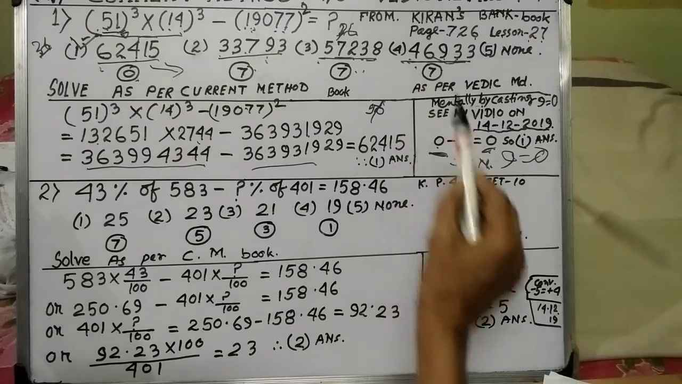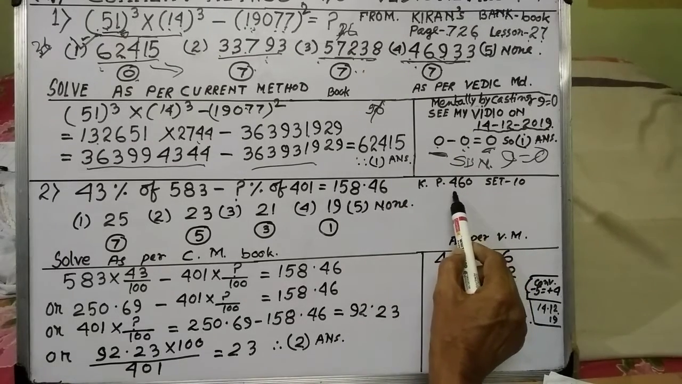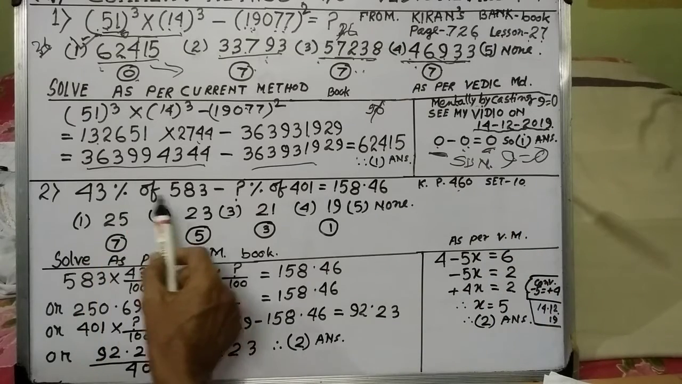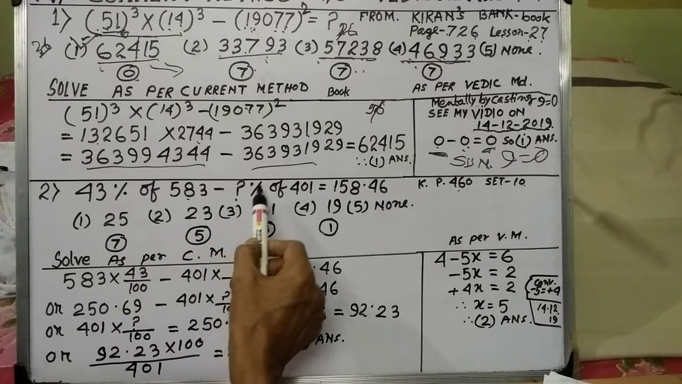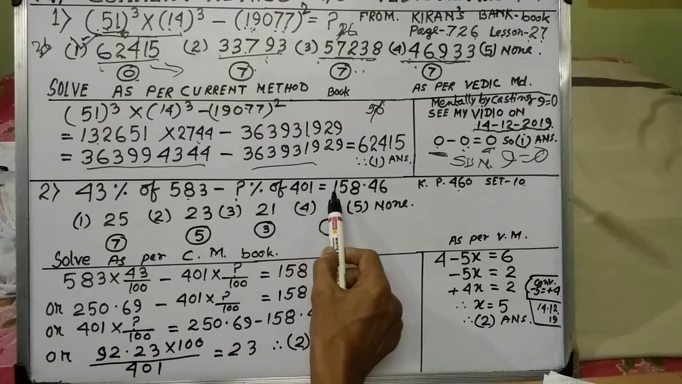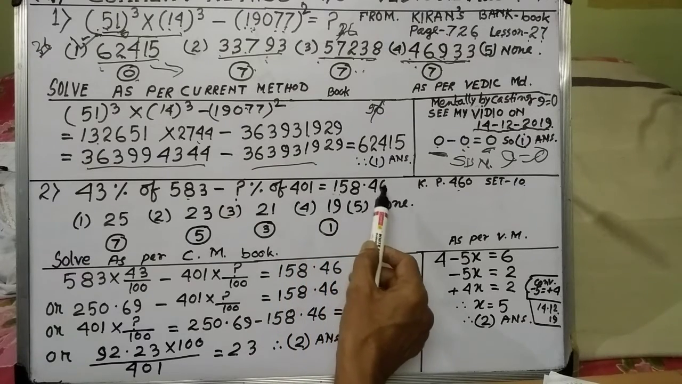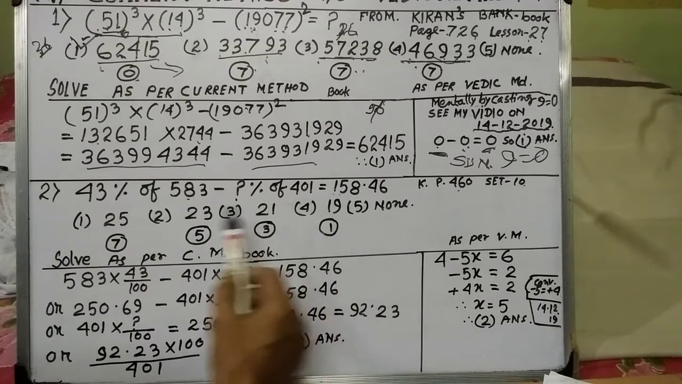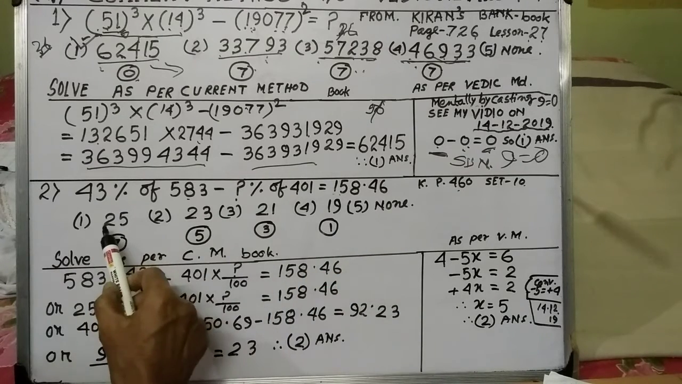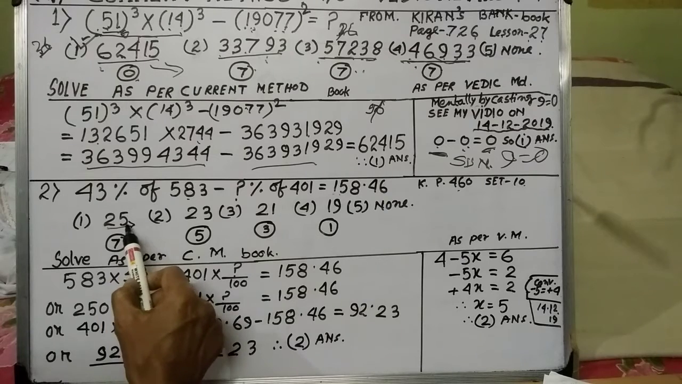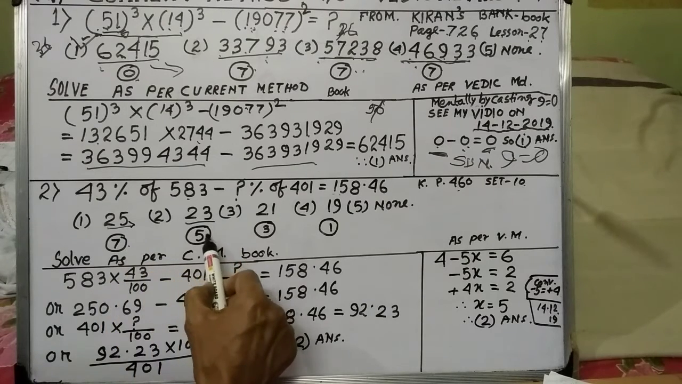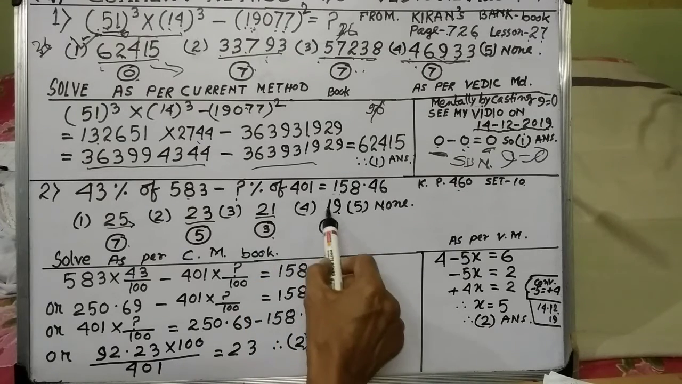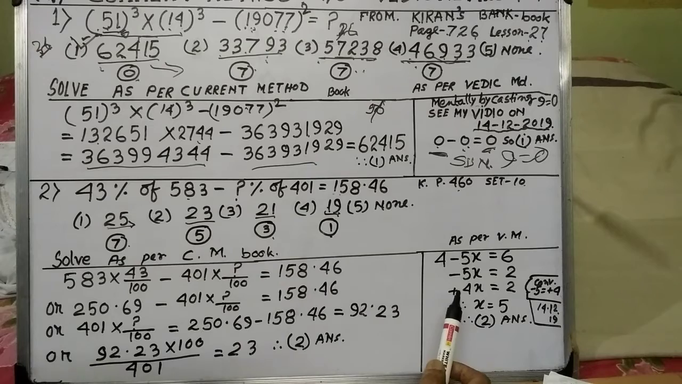And the second example I have taken from that book only. Page 460, set 10. 43% of this minus 401 is equal to 158046, and options are given 1, 2, 3, 4, 5. And here do at first the casting. This is casting, add like this, that is 7, that is 2, 3, that is 5, that is 2, 1, that is 3, that is 9 cancel, remaining 1. So we have done casting within a second.